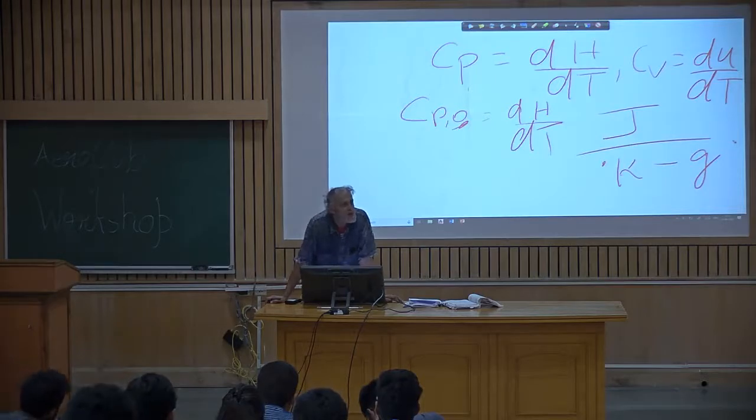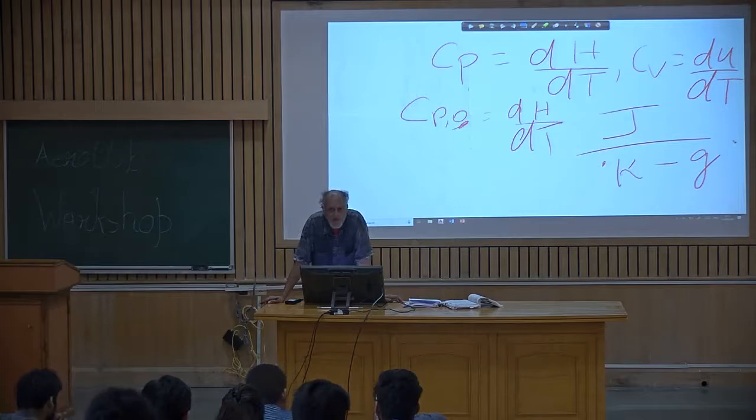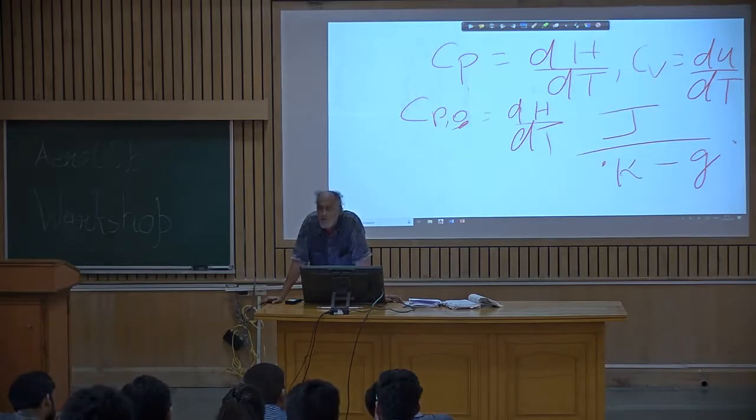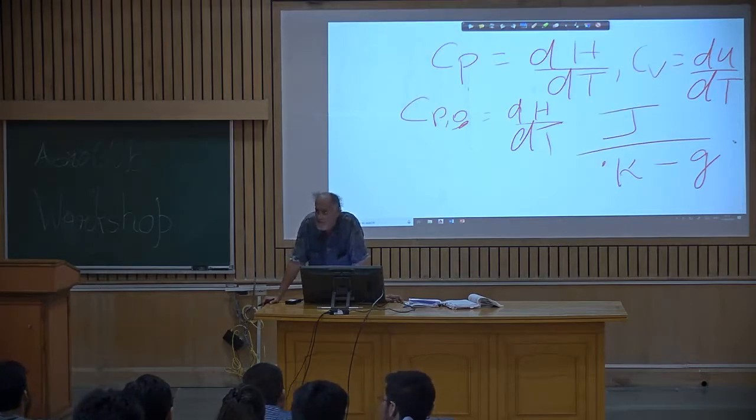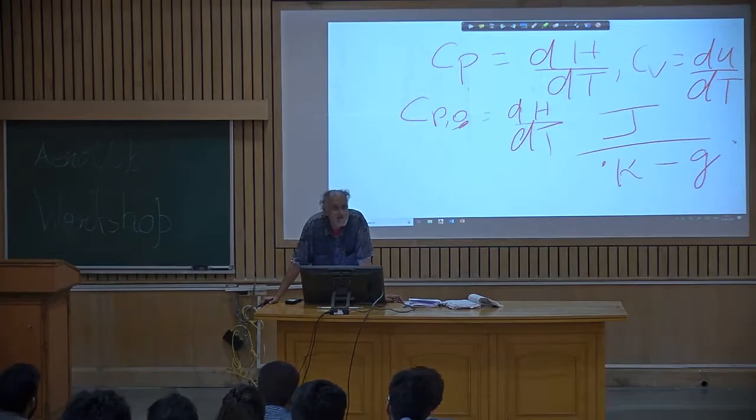Joule per gram. How do I convert Joule per Kelvin per mole to Joule per Kelvin gram in your 8.314? Do I multiply by molecular weight or do I divide by molecular weight? You divide, got it? Otherwise don't trip on this.